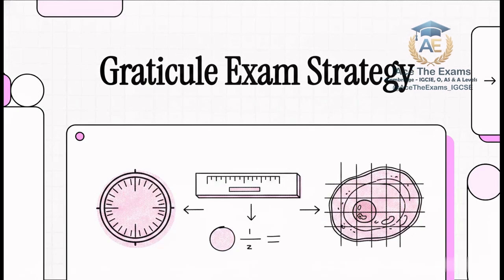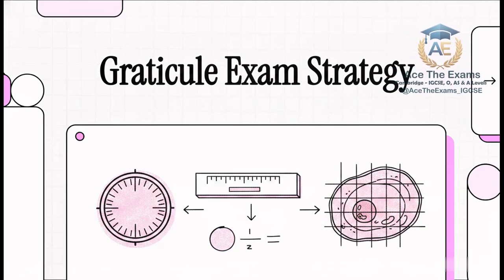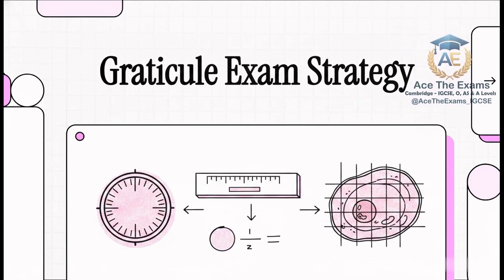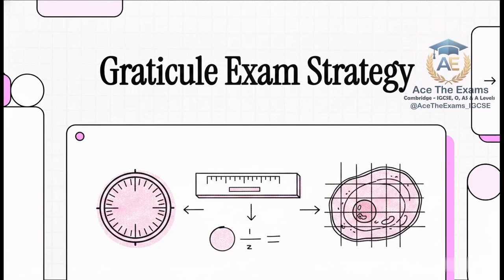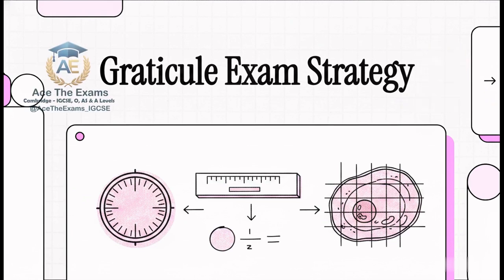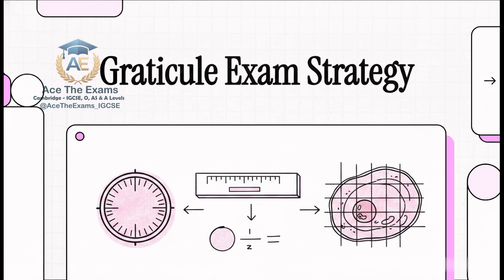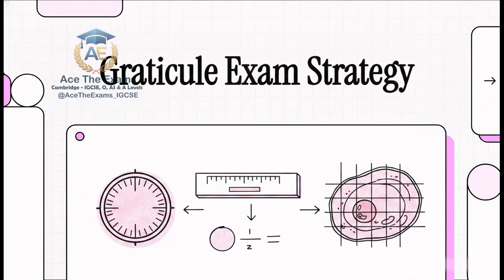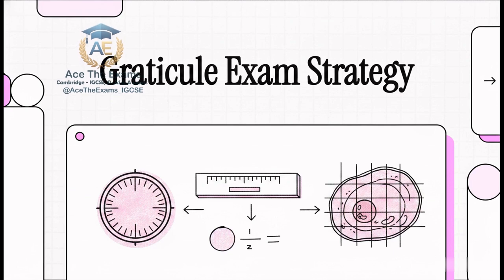You know, the difference between a solid B and an A star in Cambridge Biology 9700 often comes down to one really specific skill: totally mastering the eyepiece graticule and stage micrometer. I'm going to show you exactly what examiners are hunting for and how to lock in those top-tier marks by treating this whole topic not just as some dry math problem, but as a core biological principle.